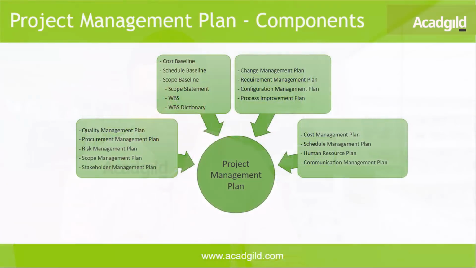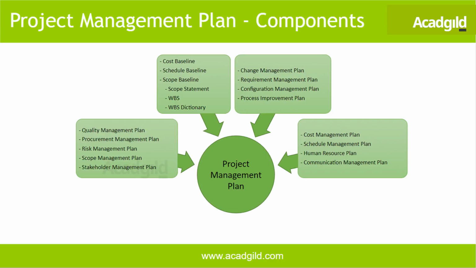So here if you see all these 5 knowledge areas mentioned here, and the remaining 4 knowledge areas, which means all the 9 knowledge areas, all the subsidiary documents are created in these 9 knowledge areas. And the other add-on additional documents other than the knowledge area documents are your change management plan, requirements management, configuration management, process improvement plan. So these are all part of your entire project management plan, and of course the baselines.